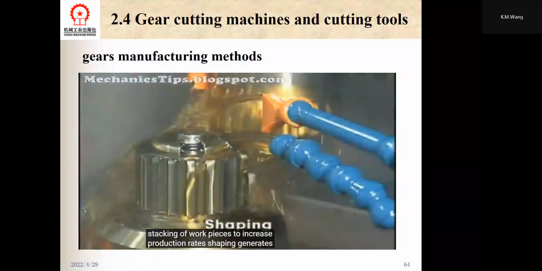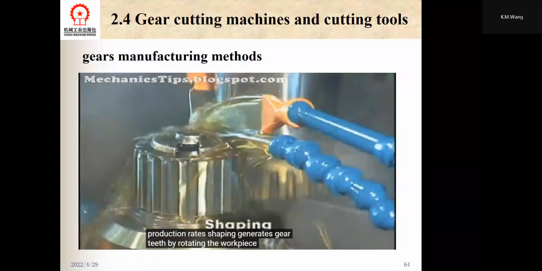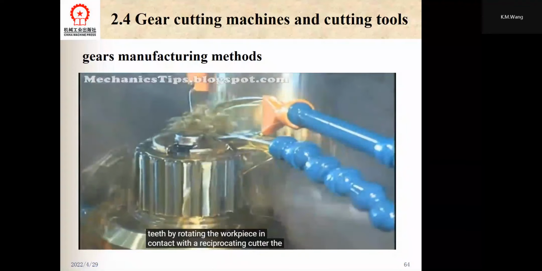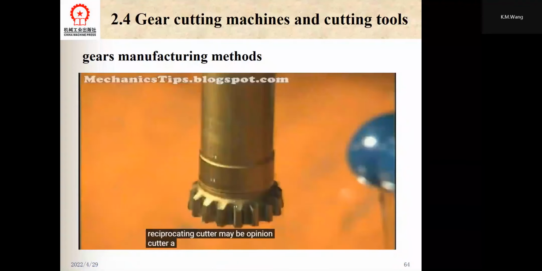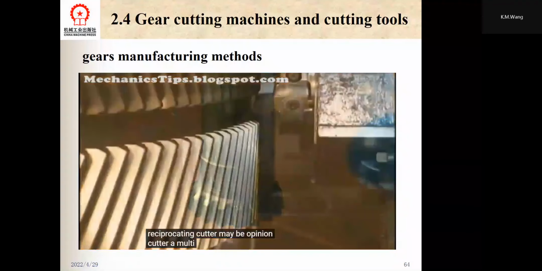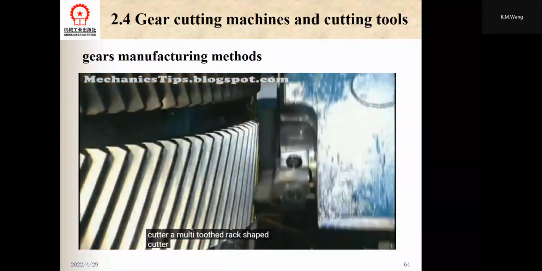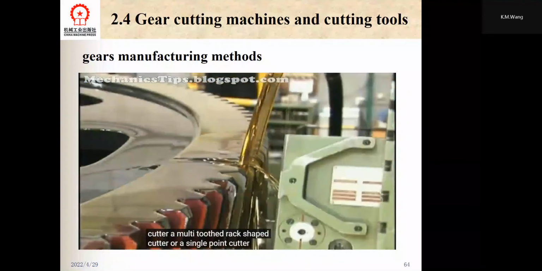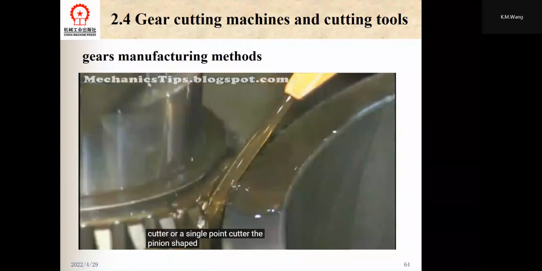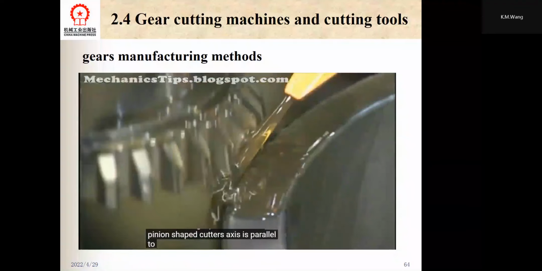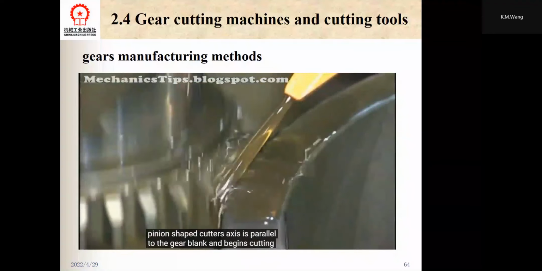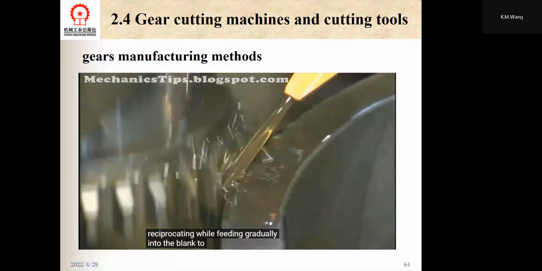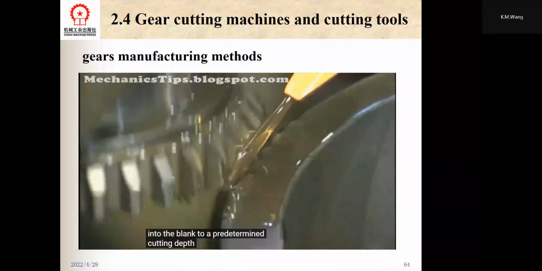Shaping generates gear teeth by rotating the workpiece in contact with a reciprocating cutter. The reciprocating cutter may be a pinion-shaped cutter, a multi-tooth rack-shaped cutter, or a single-point cutter. The pinion-shaped cutter's axis is parallel to the gear blank, and begins cutting by reciprocating while feeding gradually into the blank to a predetermined cutting depth.